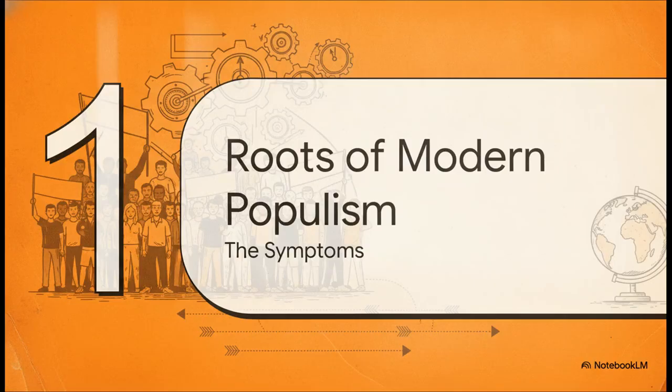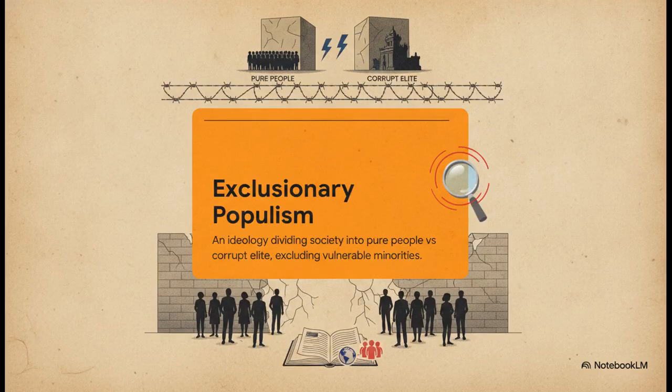Okay, part 1. The roots of modern populism. Let's look at the symptoms. To make sense of our current era, we really need to define what's driving this global movement. We hear the word populist thrown around constantly, right? But what does it actually mean in a modern context? Well, the crucial point here is that this specific brand, what experts call exclusionary populism, claims a total monopoly on who the real people are.